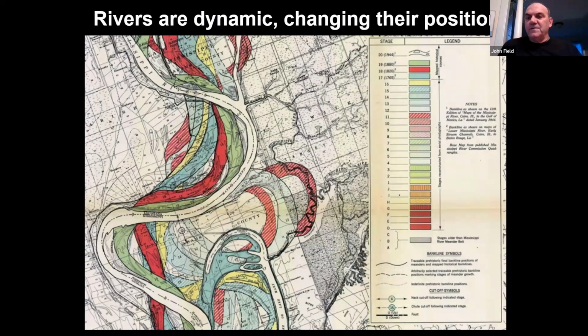Rivers are dynamic, which basically means they tend to move around. This is a map of the lower Mississippi River showing how the river channel has migrated over hundreds of years. The river position has changed, but that meandering planform has remained consistent through that time.